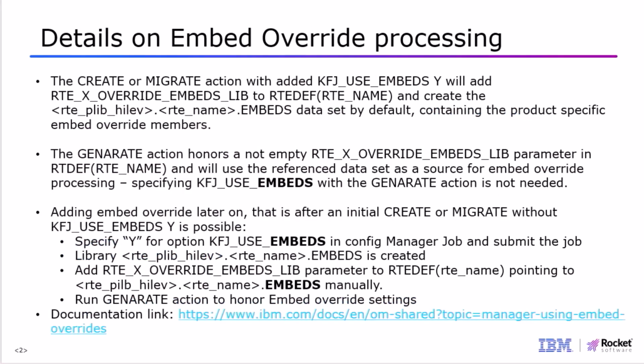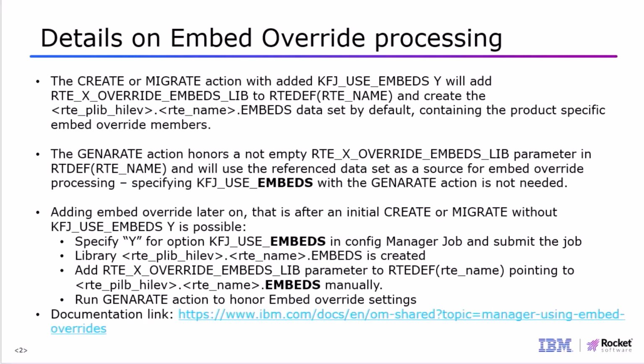A few details on embed override processing. As mentioned, the create or migrate action with added KFJ_USE_EMBEDS will add the RTEX_OVERRIDE_EMBEDS_LIB to the rtedef_rtename member and create the respective embeds dataset. The generate action honors this non-empty RTEX_OVERRIDE_EMBEDS_LIB parameter in rtedef_rtename and will use the referenced dataset as a source for embed overrides processing. Specifying KFJ_USE_EMBEDS with the generate action is not needed.